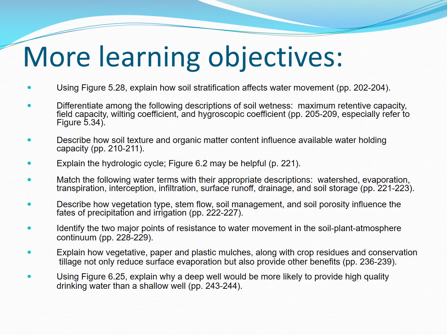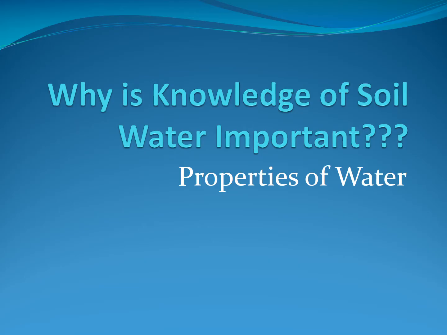We're going to explain the hydrologic cycle, and we're going to talk about watersheds, evaporation rates, transpiration, interception, infiltration, surface runoff, drainage, and soil storage, and how all of these are a part of the water cycle or the hydrologic cycle. We're going to talk about how vegetation type, stem flow, soil management, and soil porosity influence the fates of precipitation and irrigation. And really, ultimately, we're going to be studying the soil-plant atmosphere continuum.